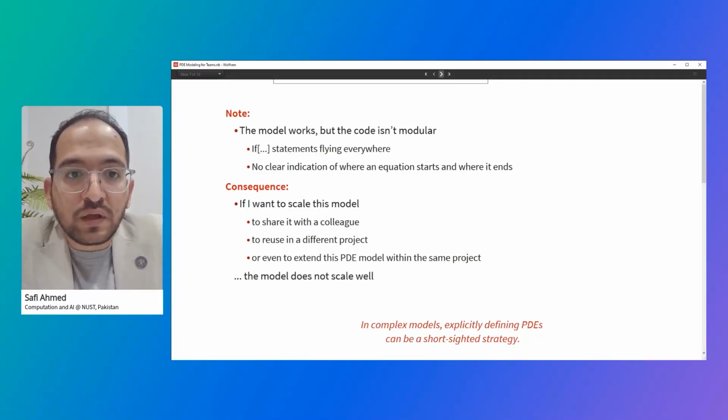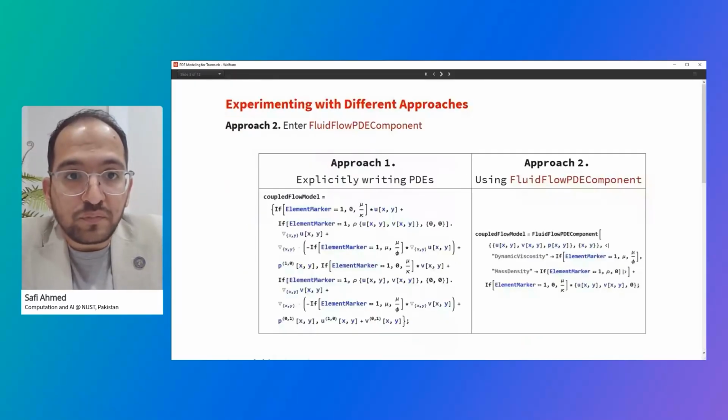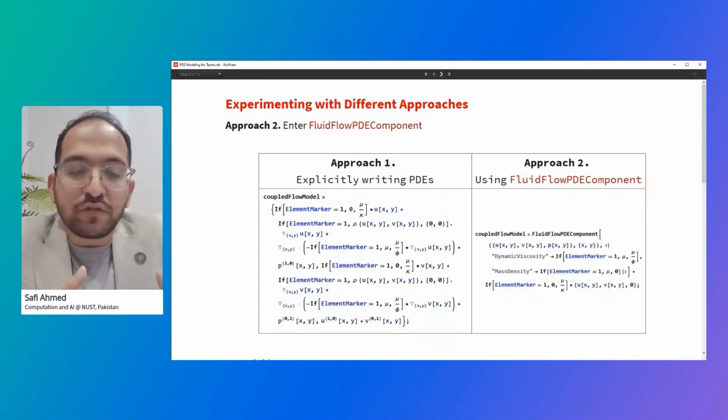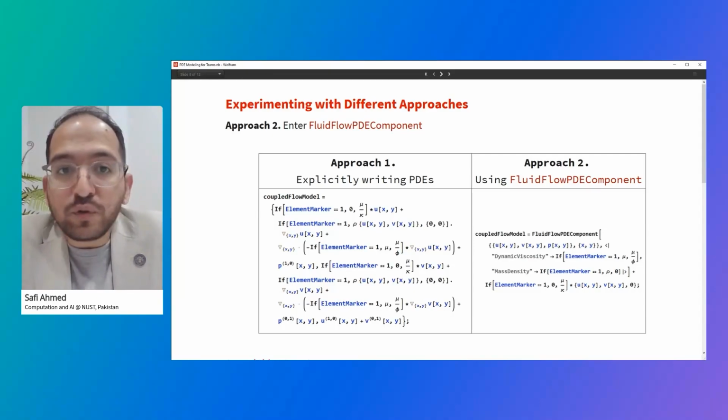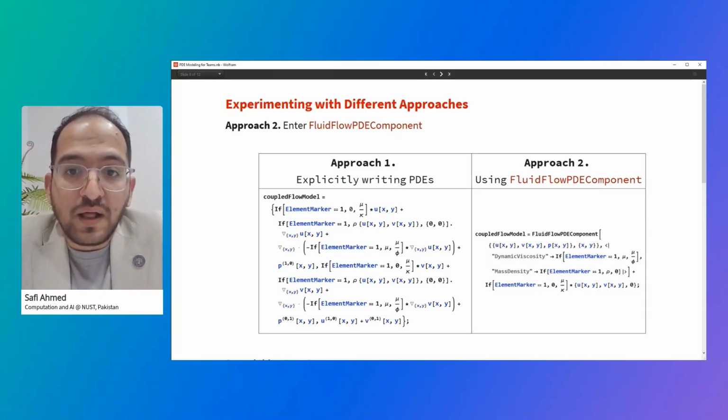So what do we do here? Well, let's experiment with a few different approaches. And one of the approaches that you have is, as I let you know, the fluid flow PDE component, which is built in Mathematica.